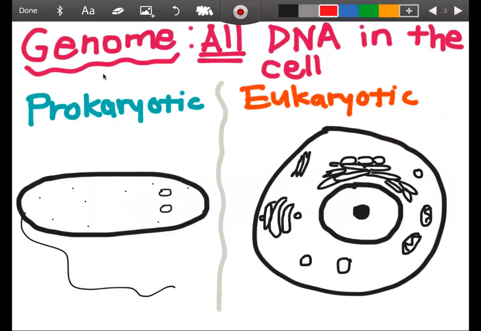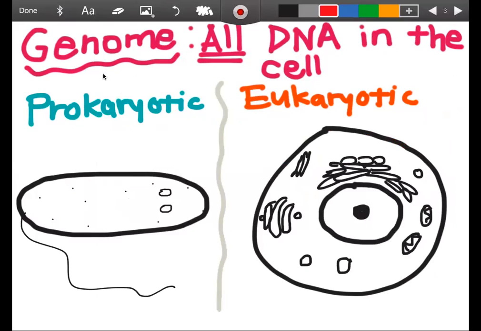Okay, so starting with module 6, we need to know what the genome is. A genome is essentially all of the DNA in the cell. This is going to include all of your genes. This is going to include all of the traits that are expressed in every organism. These are all within the genome.